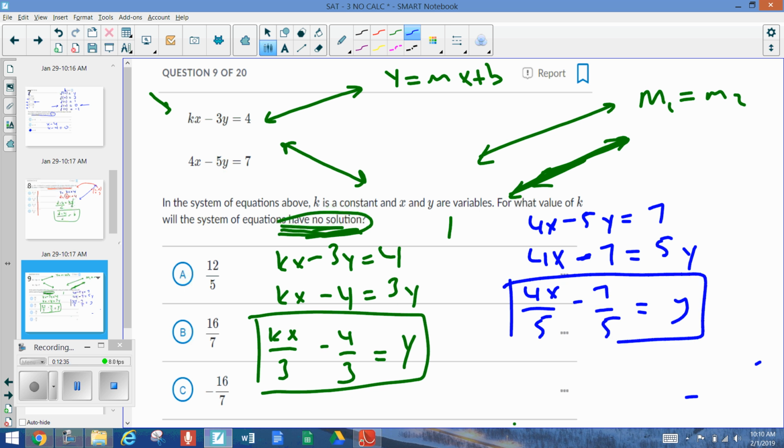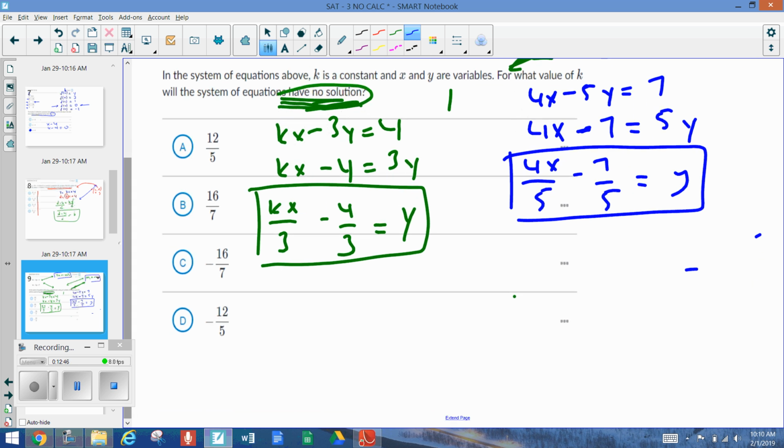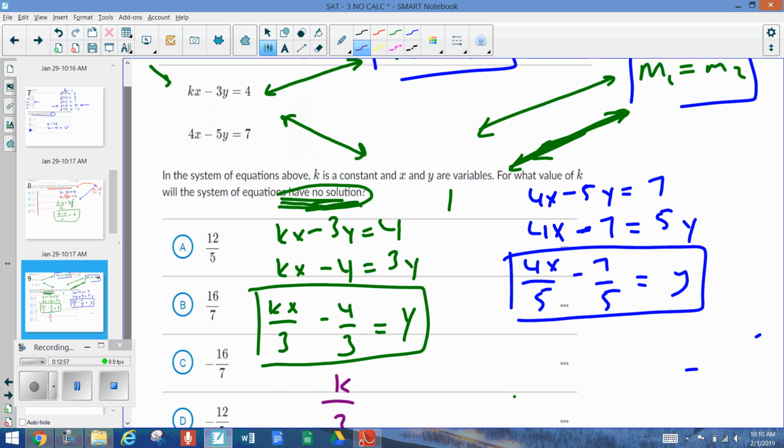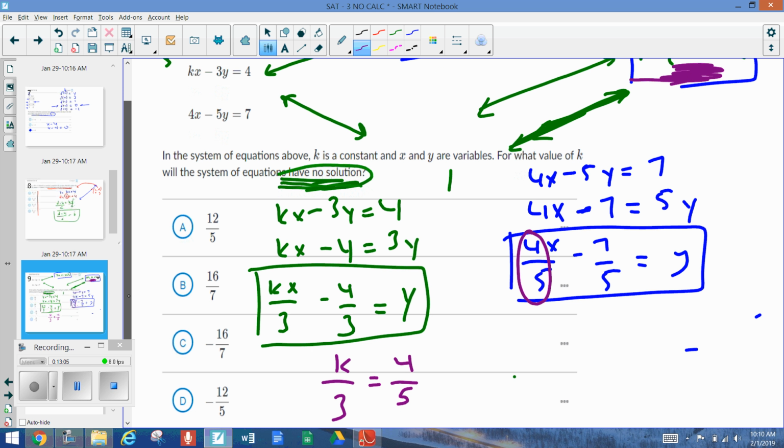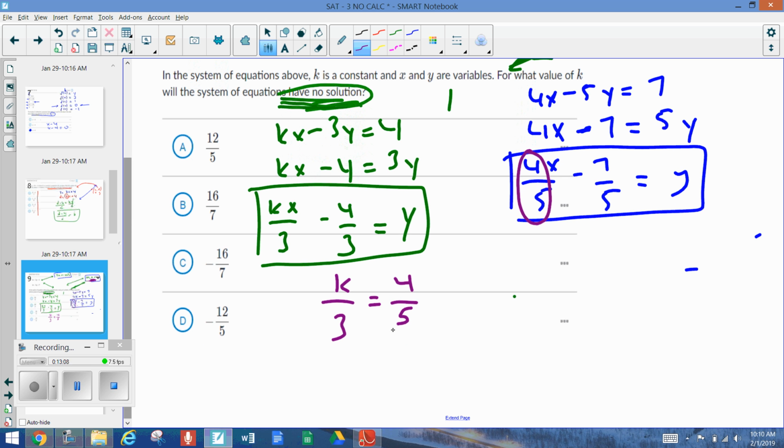Okay, this is the second equation, and both are in the mx plus b format. So what does that mean? We're going to make their slopes equal, right? So what is the slope here? K over 3 must be equal, yes, must be equal to 4 over 5. Let's do cross multiplication. K is equal to 12 over 5.